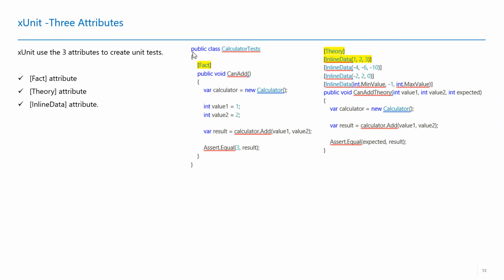If you don't want to pass any parameters, you will decorate with the Fact attribute. But if you want to pass some parameters, you have to decorate with the Theory attribute. You see the example here.